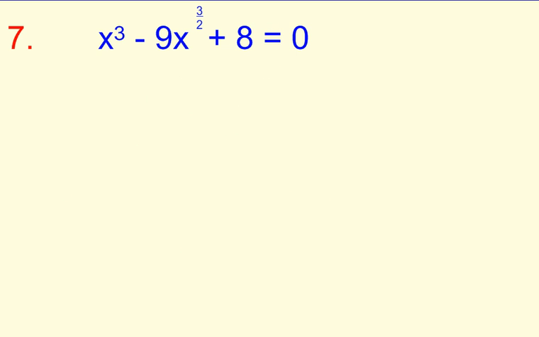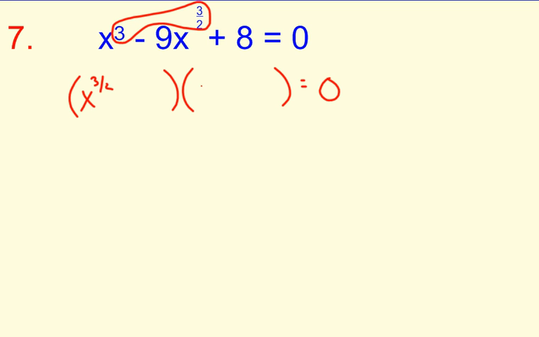Last one we're going to do is a little bit different. We have x cubed minus 9x to the 3 halves plus 8. So I check to see if I have my half rule. Is half of 3 halves? It is. So when I make my two parentheses, I'm going to say x to the 3 halves, x to the 3 halves. Factors of 8 that add together to make negative 9 would be negative 8 and negative 1. So I'm going to set each factor equal to 0 and solve.